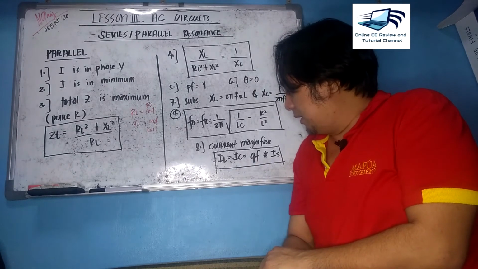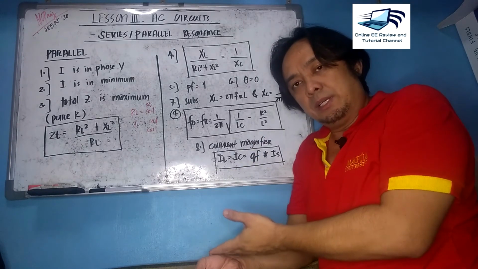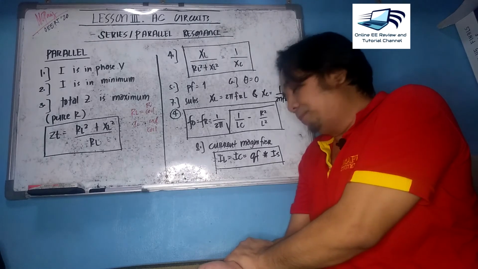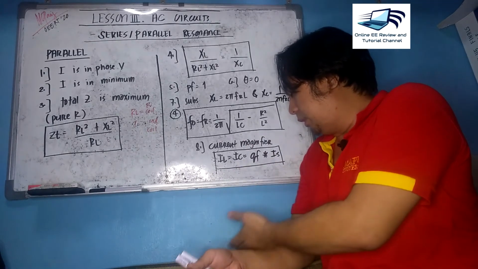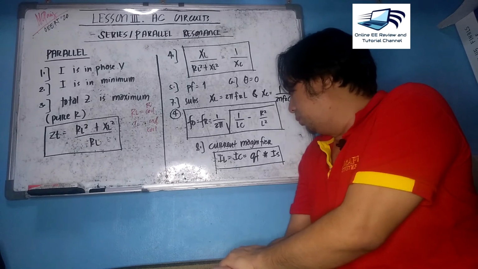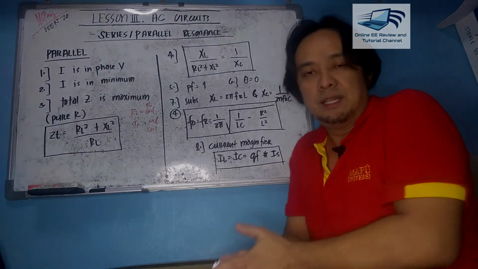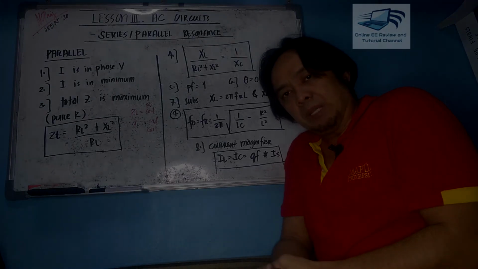And last but not least, a parallel circuit is a current magnifier. So IL equals IC, the inductor current and the capacitor current, which is equal to the quality factor times the source current. Now we can solve the problems on resonance.